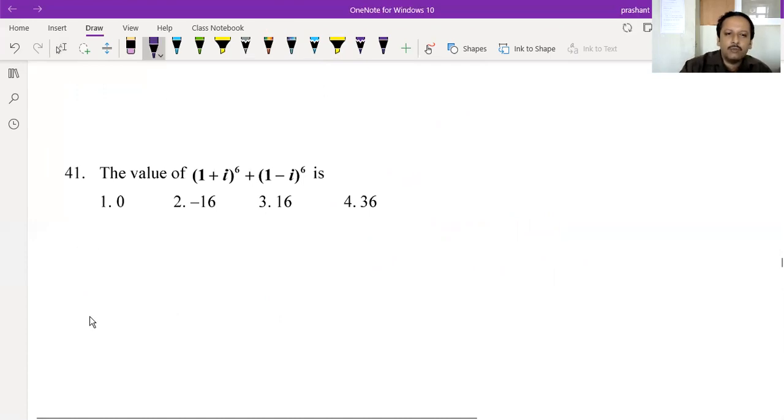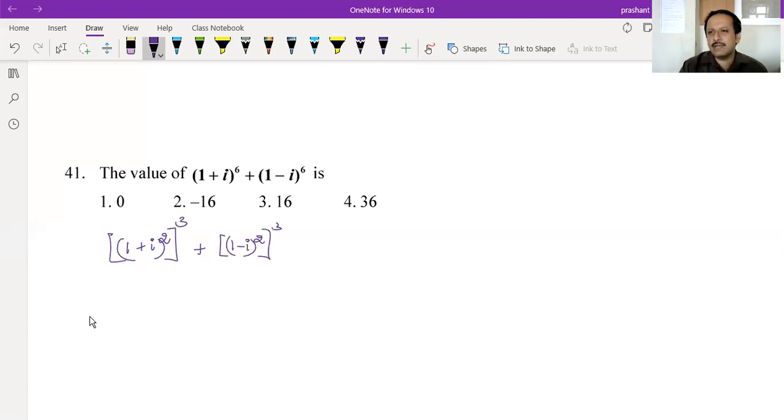The value of (1 plus i) whole power 6 plus (1 minus i) whole power 6. This (1 plus i) whole power 6, I'll write as (1 plus i) whole square, then whole cube. Similarly, (1 minus i) whole square, whole cube. This whole power 6, I'm writing it as whole square and then whole cube. (1 plus i) whole square, expand it by using (a plus b) whole square: a square, that is 1, plus b square means i square, plus 2ab, that will give you 2i, whole cube.